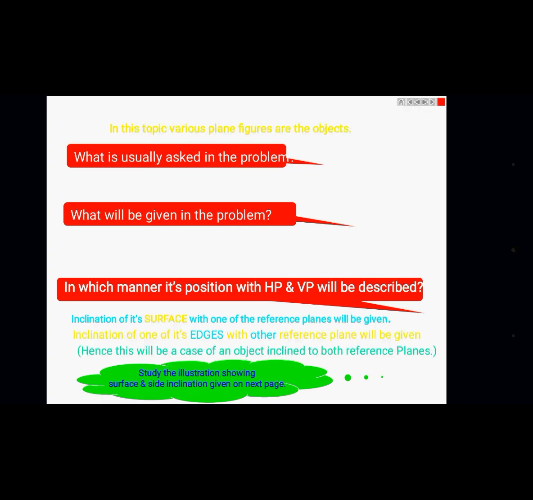This is the first category. Second category, I can rest or place the lamina on the vertical plane. So it's a VP resting lamina. So those 50 problems can be broadly categorized into two categories. Category 1, lamina resting on HP. Category 2, lamina resting on VP. So these are the two major categories of problems you find in those 50 problems.